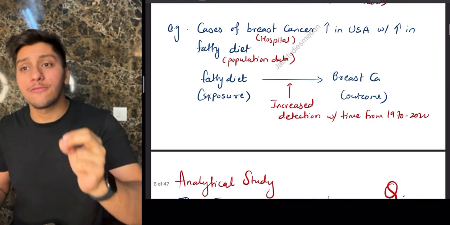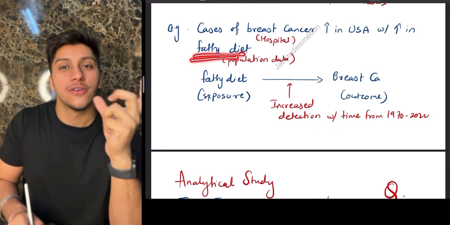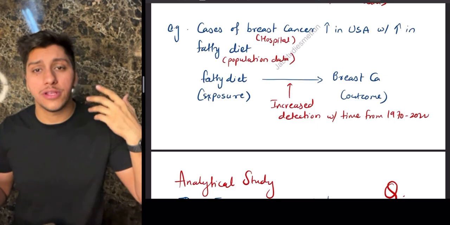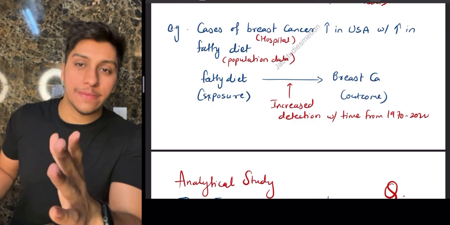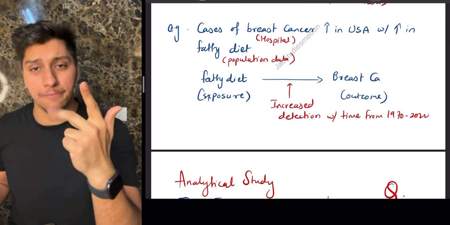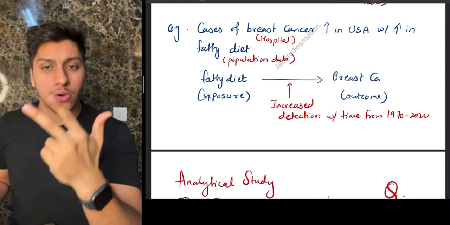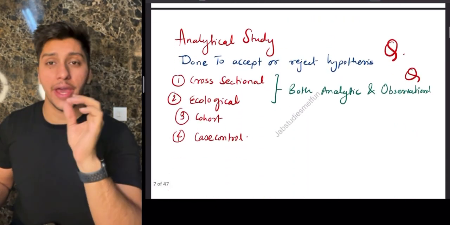Similarly, cases of breast cancer increased in USA with increase of fatty diet. So because of a public event, people were eating so much fat that they found out that breast cancer was rising. So this is all about descriptive study. Descriptive study is based on time, place, and person. You have four types of studies: case study, case series, cross-sectional, and ecological study. Now let's talk about analytical study.